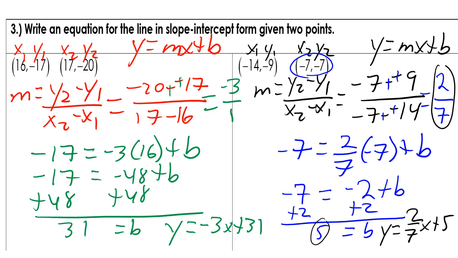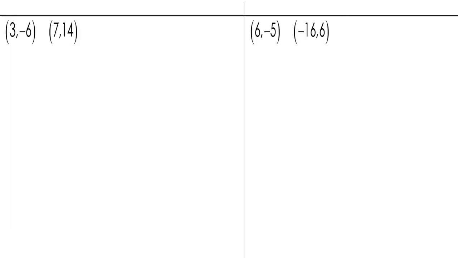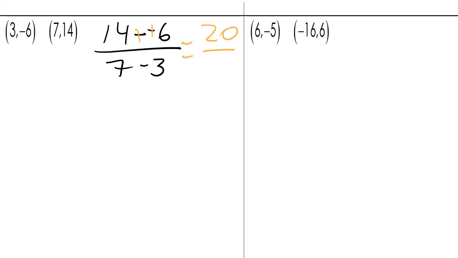All right, 2 more. Here we got 2 points again. I start by finding the slope. 14 minus -6 over 7 minus 3. Minus negative becomes plus positive. 14 plus 6 is 20. 7 minus 3 is 4. So the slope is 5. m equals 5.